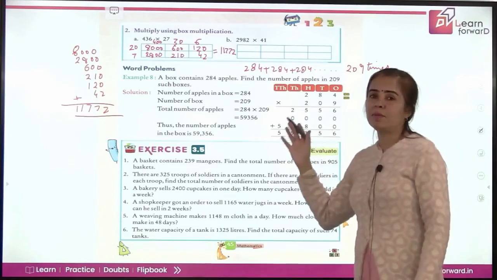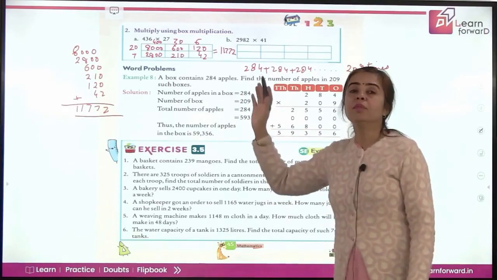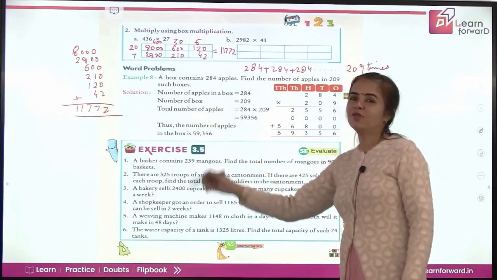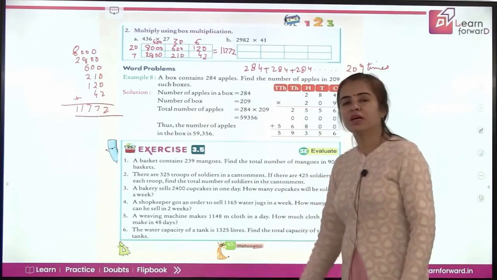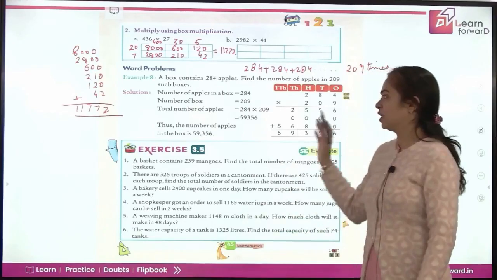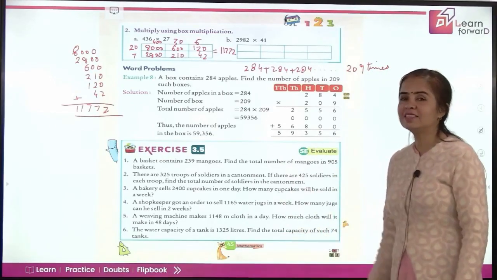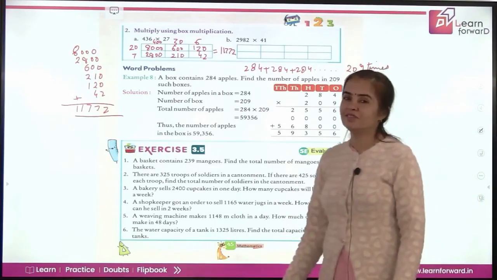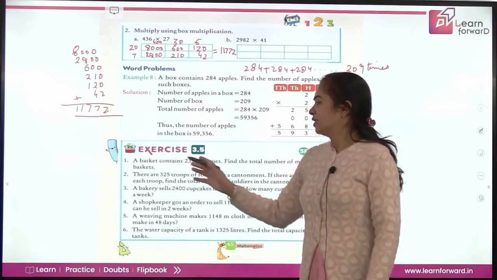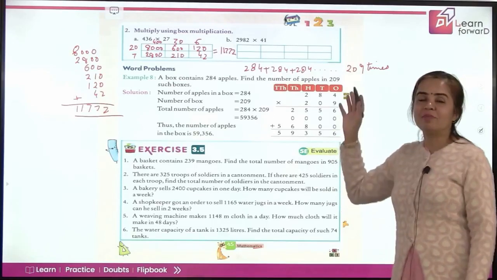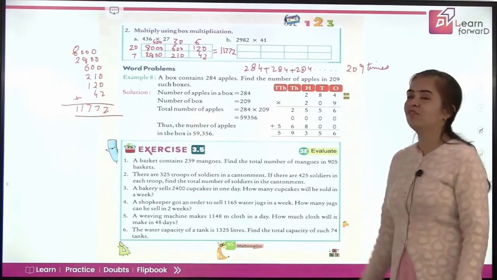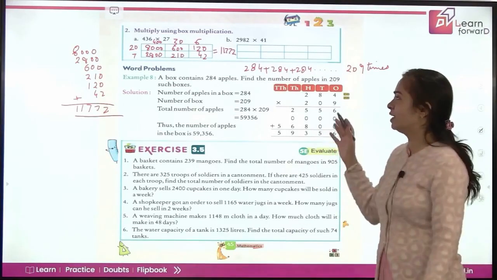Remember to put the multiplication sign because these are story sums. So you have to write a small statement also to give your information correctly, right? And get your answer. Now here is an exercise on story sums for you. Let's read them. A basket contains 239 mangoes. Find the total number of mangoes in 905 baskets. So it's just the same like these apples.